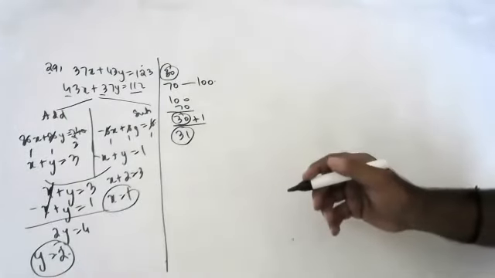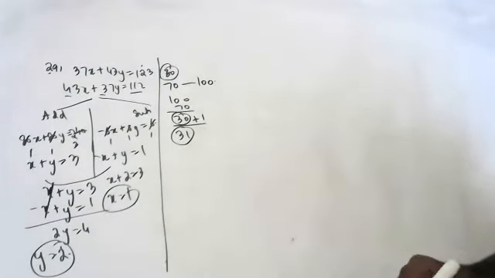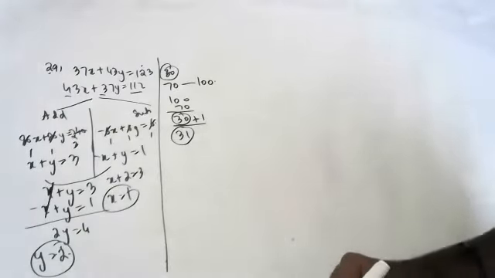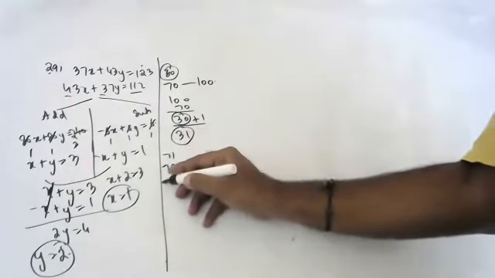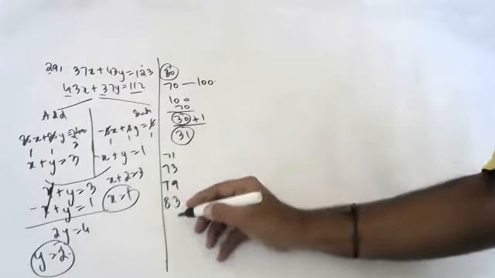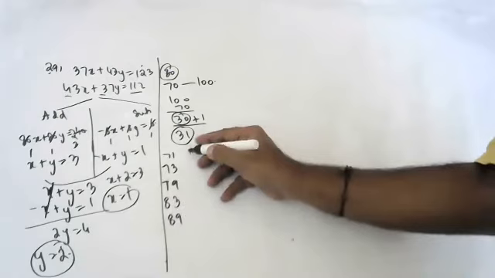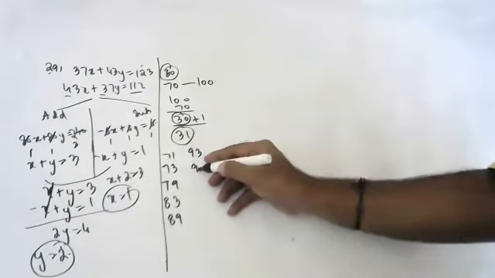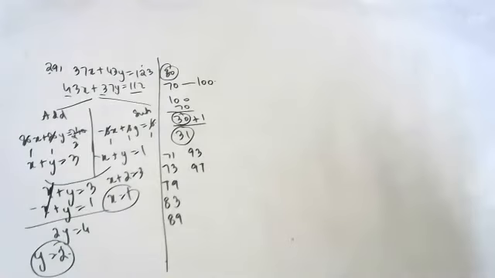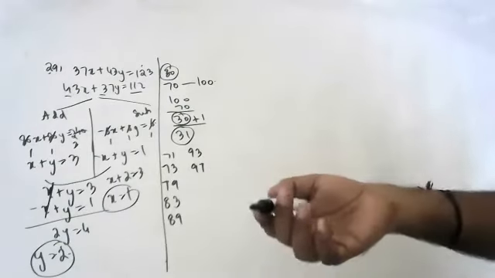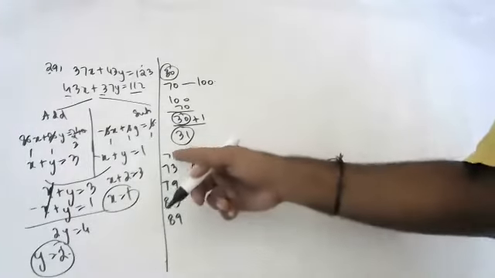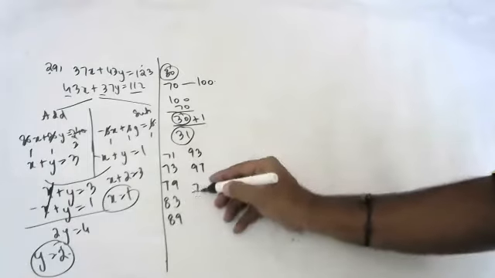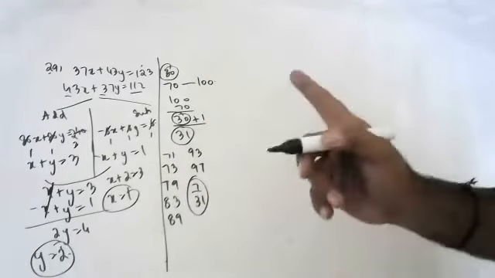Next we have to find out how many prime numbers there are between 70 and 100. 71 is a prime number. 73, 79, 83, 89, 97. These are the prime numbers. Any numbers I am missing? Sir, 91. 91 is not prime, it is 7 times 13. So there are 7 primes, and the probability is 7 by 31.